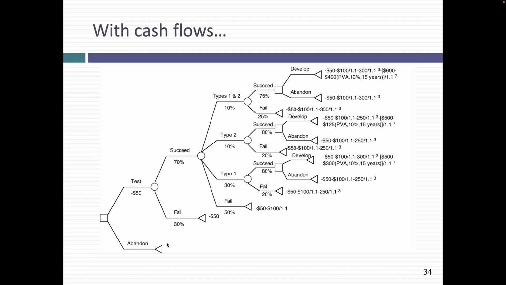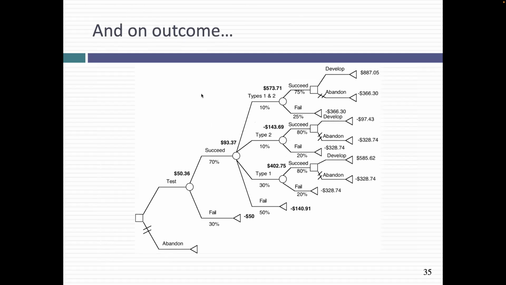But if you have a full decision tree, what you do is called folding back the tree. Use the probabilities to get expected values going back. And I can tell you what the value of this drug should be today. It's 50.36 million, based on all of the possible outcomes. And look at the range of outcomes. It can be from minus 329 million to 887 million. I've folded back the tree to come up with an expected value.